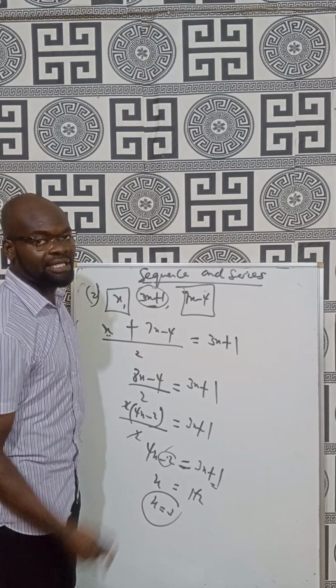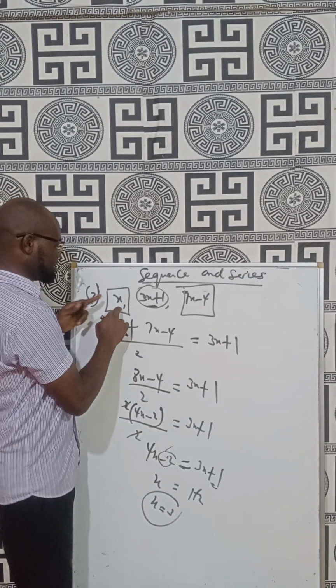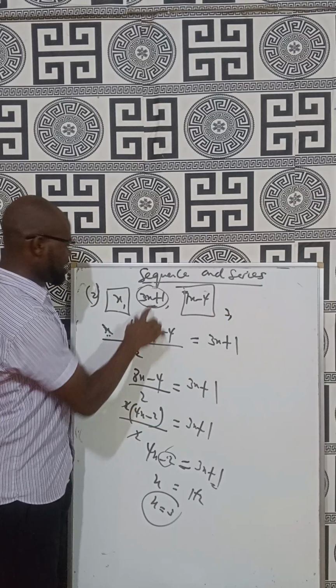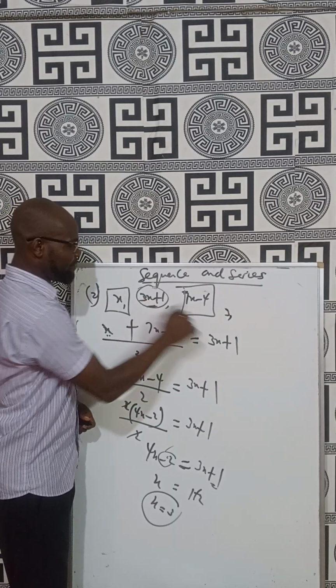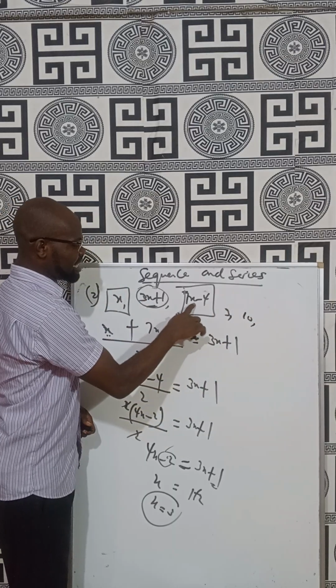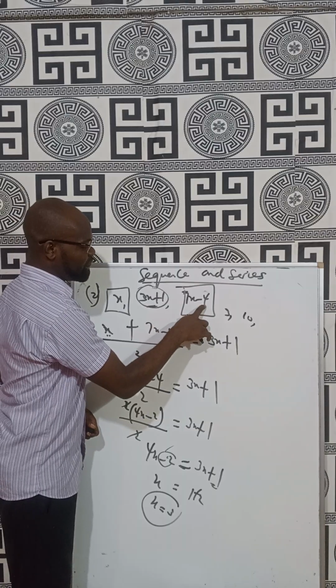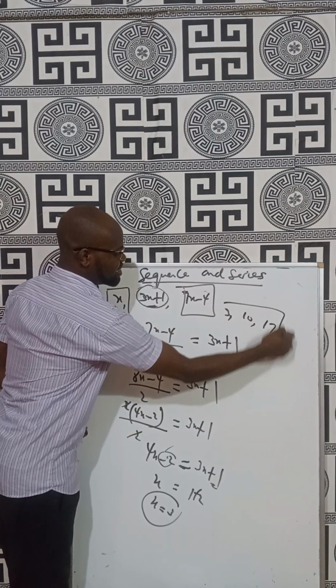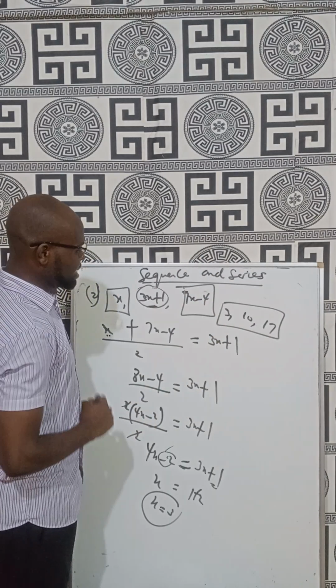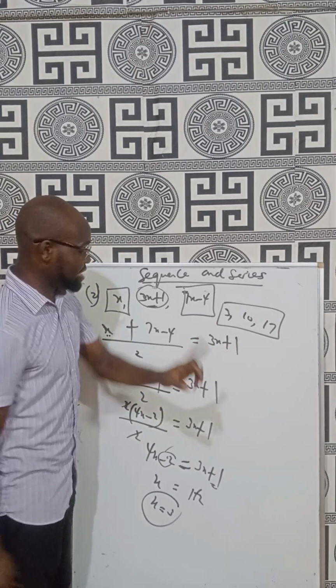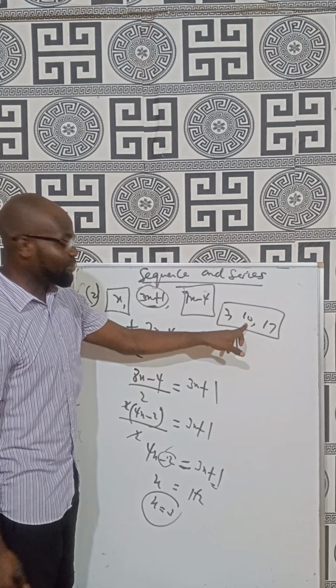Once you've gotten your x, don't hesitate to substitute it. x is 3, so we have 3, comma, x is 3 again: 3 times 3 is 9, 9 plus 1 is 10. Then 3 times 7 is 21, minus 4 is 17. So this is the sequence. In fact, they are adding 7: 3 plus 7 is 10, 10 plus 7 is 17.